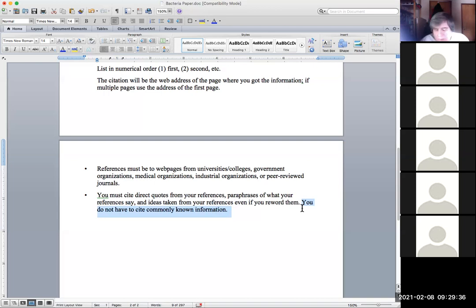One way to think about it is if you were writing a history paper, you might be writing about the American Revolution. And if you say something about George Washington, you don't have to say he later became first president of the United States. And if you say that, you don't have to have a reference, because that's considered to be common knowledge that Washington was the first president of the United States. So things that are considered to be common knowledge, you don't have to cite.